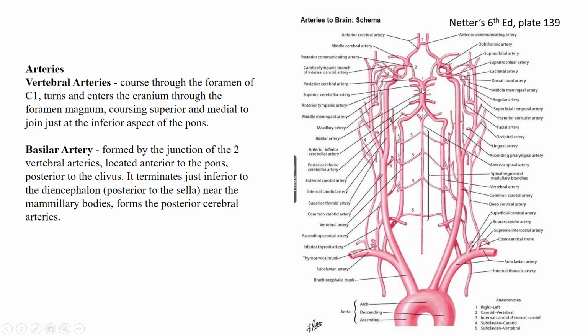And the basilar artery is formed by the junction of the two vertebral arteries, located anterior to the pons, we'll see that in the next slide, and posterior to the clivus, which I have shown you on another slide as well. It terminates just inferior to the diencephalon, where it becomes the posterior cerebral arteries. So it's near the mammillary bodies that it becomes the posterior cerebral arteries here.